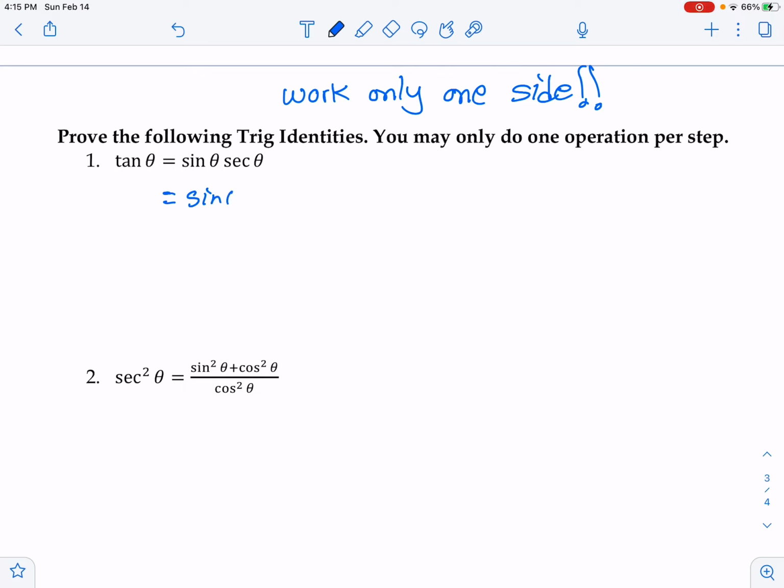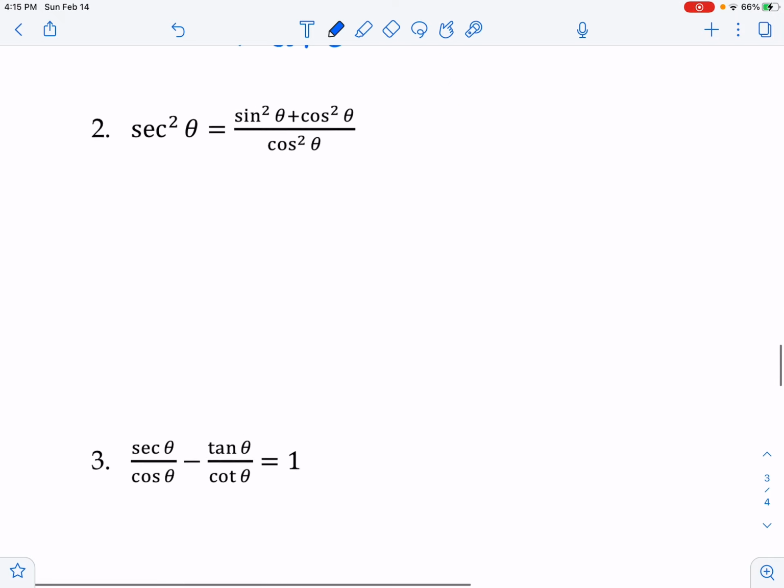So I've got the sine of theta. The secant is 1 over the cosine of theta. Those multiply together and give you the sine of theta over the cosine of theta, which is equal to the tangent, and I'm done. I just proved my identity. So here's another one.